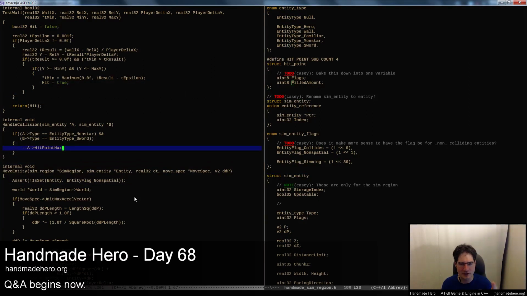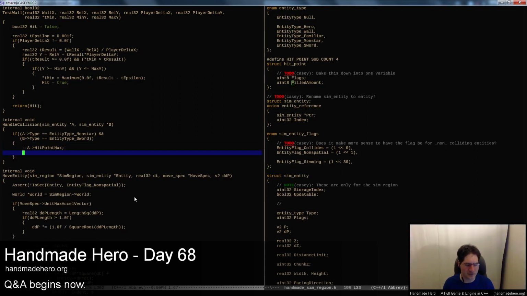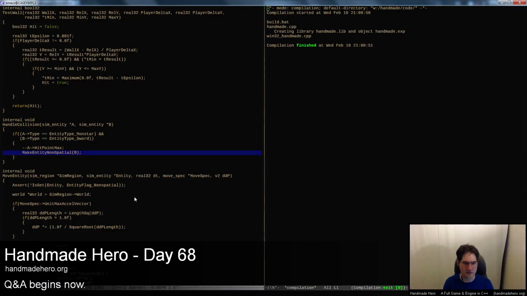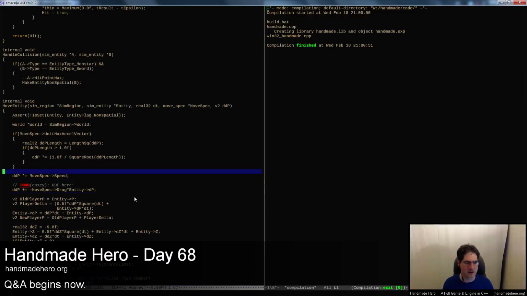But eventually what we want to do is actually process the hit points, do something kind of useful there. So what we want to do is just say, okay, if the sword and the Monstar hit, then we'll go ahead and do that. And maybe for now we'll just get rid of the sword as well, right? So we'll make the entity non-spatial. We'll just say the sword just goes away. It goes back to the hilt or wherever swords go. And so that should do it for hitting the monster with the sword.